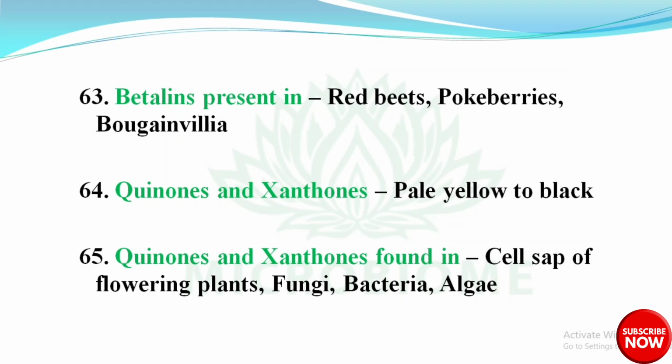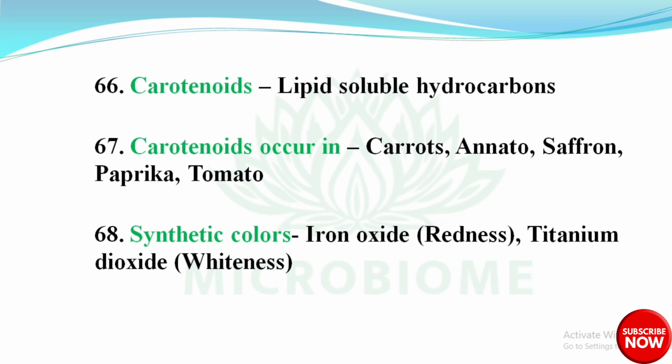Next, quinones and xanthones. It is pale yellow to black. It is found in cell sap of flowering plants, fungi, bacteria and algae. Then about carotenoids. They are lipid-soluble hydrocarbons that occur in carrots, annatto, saffron, paprika and tomato. Then about synthetic colors. Iron oxide, which is responsible for redness. Then titanium dioxide imparts whiteness.